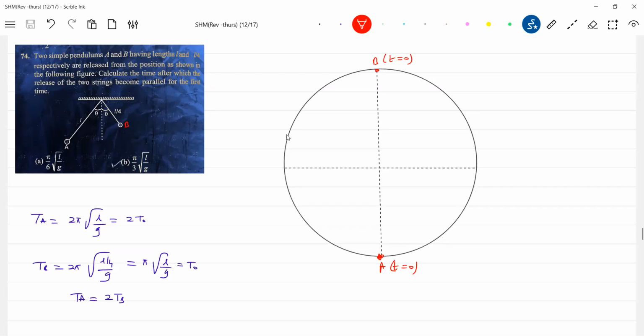Both will be at the same position. So how will A move? Look at the motion of A. A will swing like this, B will swing like this, so they should move in opposite directions. So the path of B is something I should predict like this, and for A, the path I should draw in this direction.